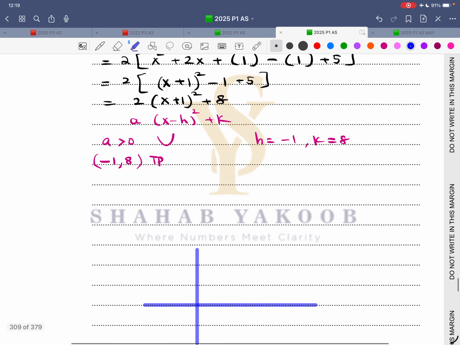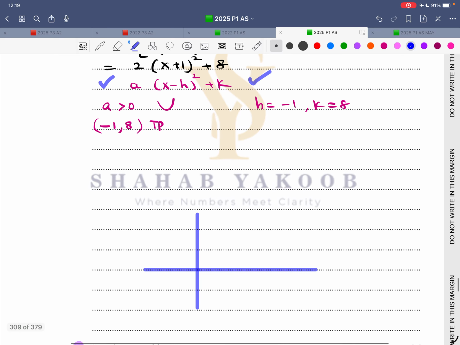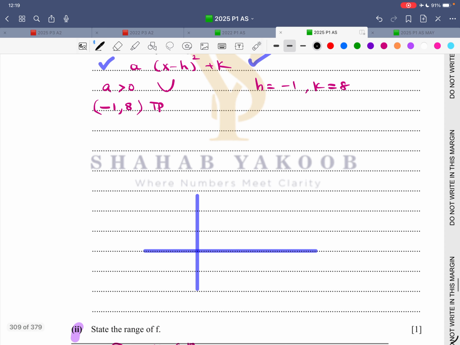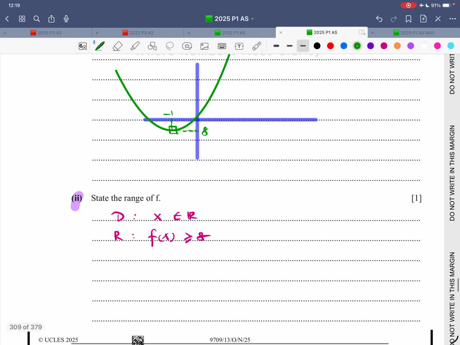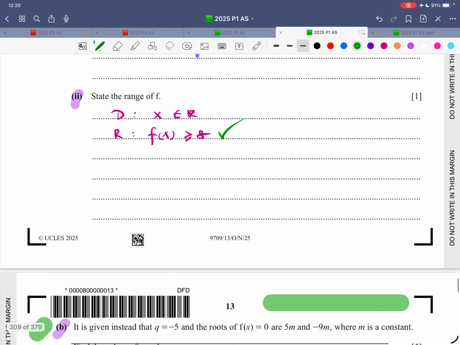The turning point is obtained by comparing it with our gold standard a(x minus h) whole square plus k. So now this thing, we just draw it like this. This is minus 1, comma 8, something like this. So now over here, this is negative 1. This is 8. And the range is greater than or equal to 8. That's how it's written. It's not necessary to draw the diagram. If you do, that is good.